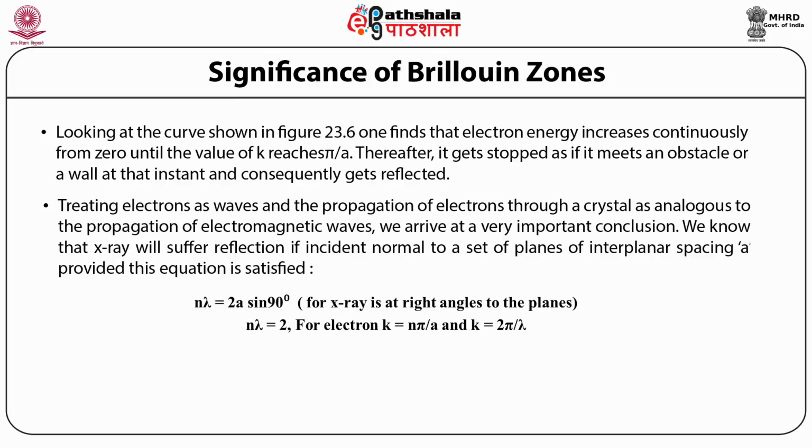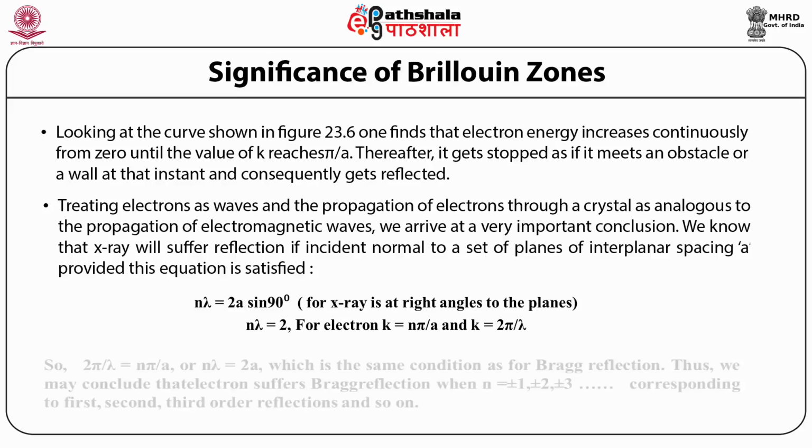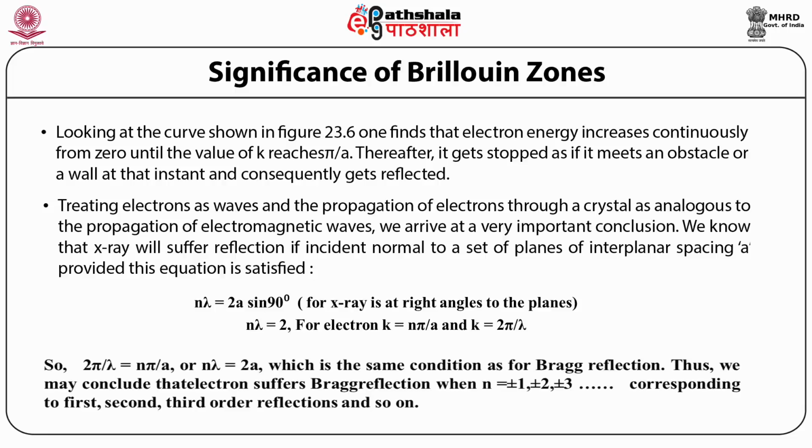Therefore, n lambda is equal to 2 for electron, k equal to n pi by a and k equal to 2 pi by lambda. So 2 pi by lambda is equal to n pi by a, or n lambda is equal to twice a, which is the same condition as for Bragg reflection. Thus, we may conclude that electron suffers Bragg reflection when n is equal to plus minus 1 or plus minus 2 and plus minus 3 and so on, corresponding to first, second, third order reflections and so on.